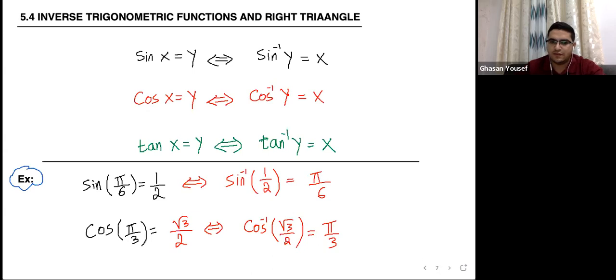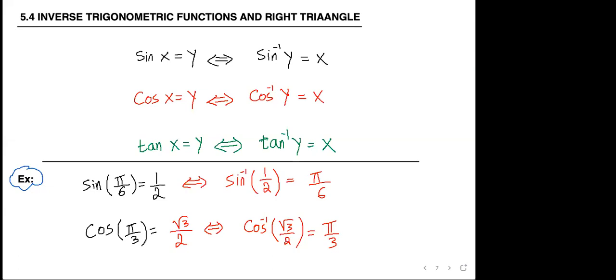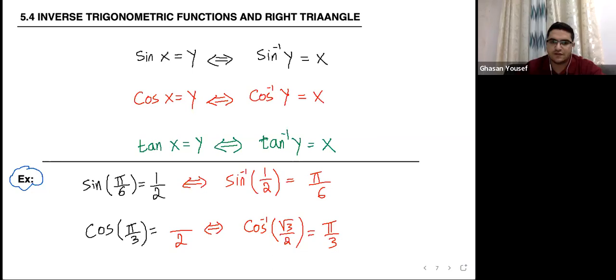It is 1/2 here. The cosine of pi over 3, is it 1/2? Cosine of 60, yes. The cosine of pi over 3 is 1/2. So the cosine of 60 is 1/2. The same thing, cosine inverse of 1/2 is pi over 3. So for cosine inverse, they give you the angle, pi over 3.